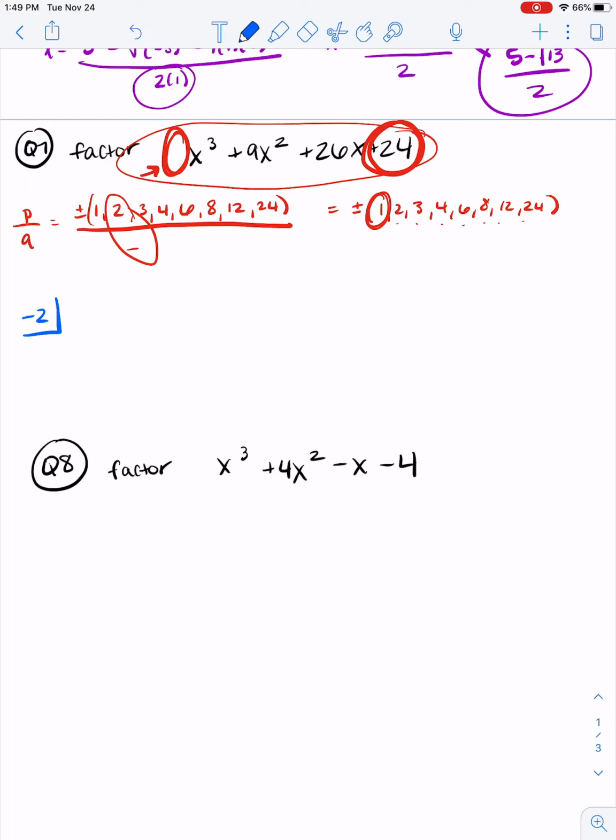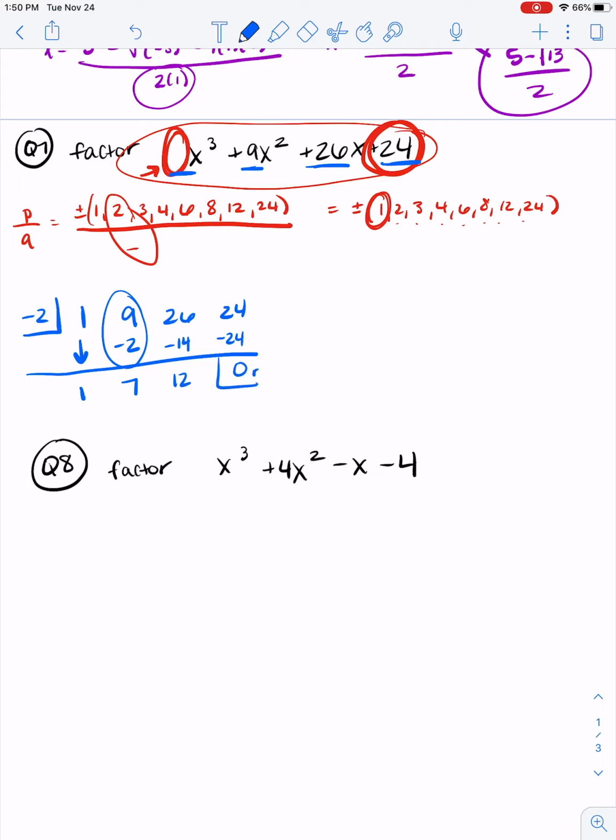So if I do negative 2, synthetic division with my original equation, my coefficients are 1, 9, 26, and 24. I want to show you this shortened process, okay? So I bring down my 1, I multiply. Negative 2 times 1 is negative 2. I add these, 9 and negative 2 is 7. Multiply, I get negative 14. Add down, I get 12. Multiply, I get negative 24. Add down, and I get 0, and that's good because that's my remainder. So we found our first solution is negative 2, okay?